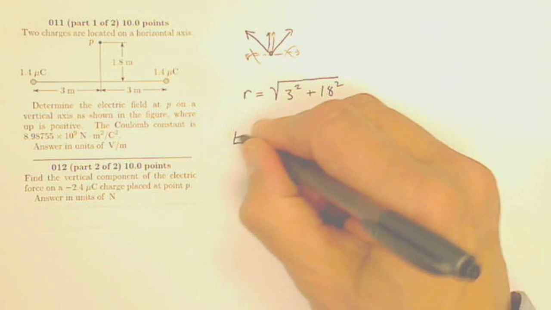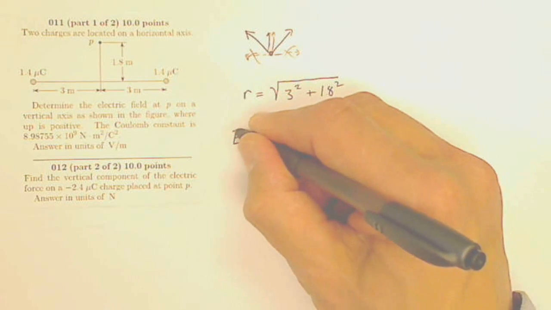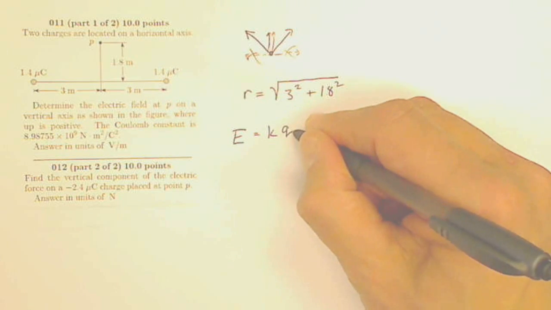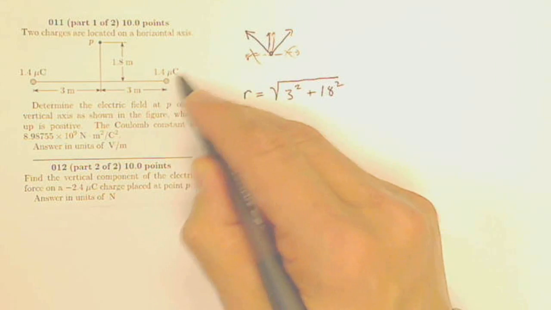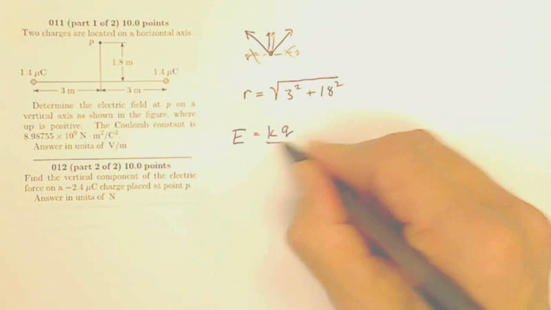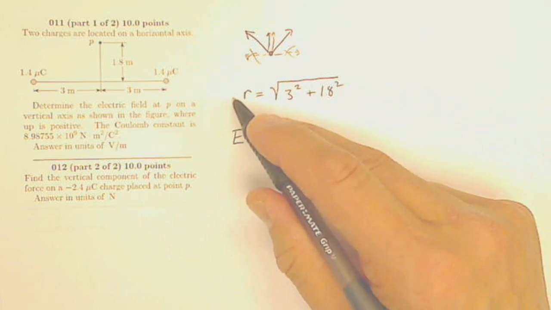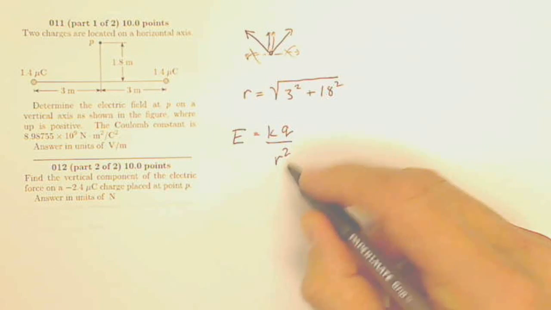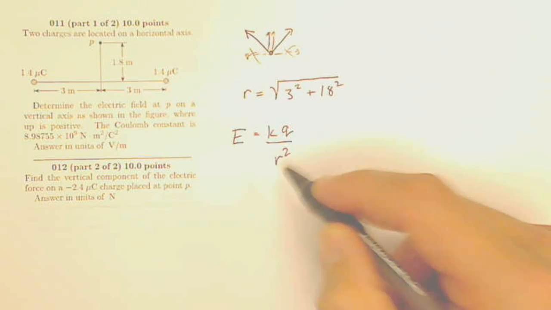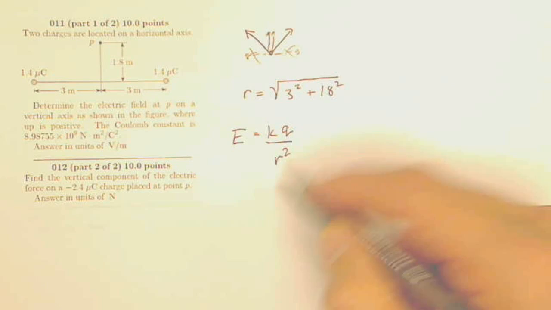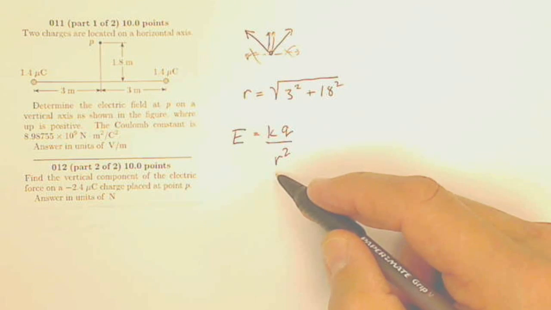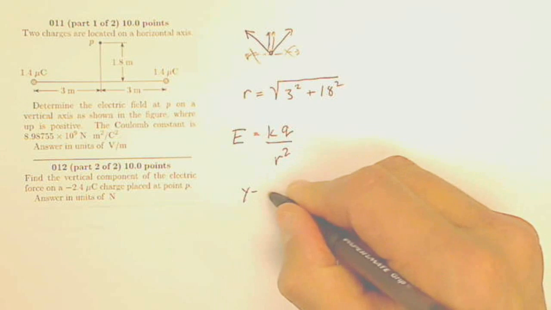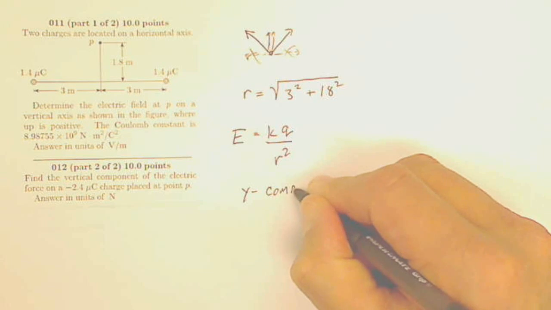So now I could figure out my electric field strength. It is going to be K times the amount of that charge, just this one, 1.4 times 10 to the minus 6th, divided by r squared. Well, r squared is going to bring me back to this, isn't it? So r squared is going to be 3 squared plus 1.8 squared. So you can shortcut that without actually having to square root if you so choose. Once I get the E field, now I only want the y component of that E field.